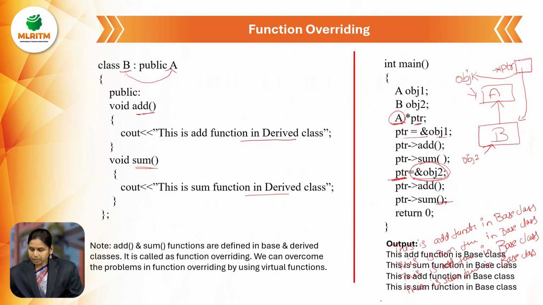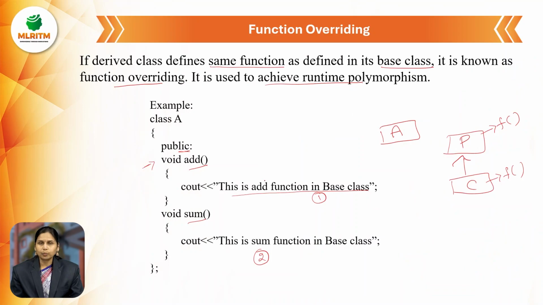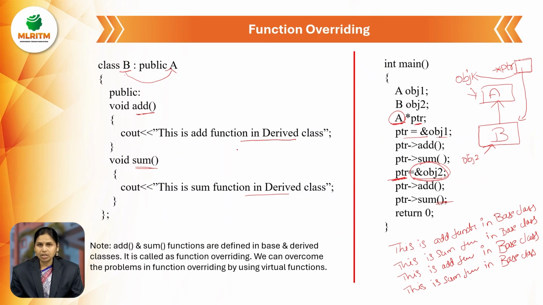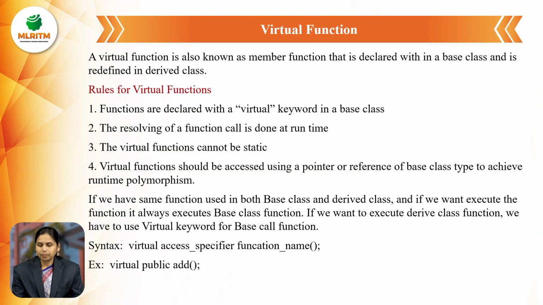So here, when we observe this output, we are calling the add and sum functions twice. In the first case, object 1 address is copied into the PTR. In the second case, address of object 2 is copied into the pointer PTR, even though we are getting the base class output only. We are not getting the child class output. So, in function overriding, we can overcome this drawback by using the virtual functions concept.